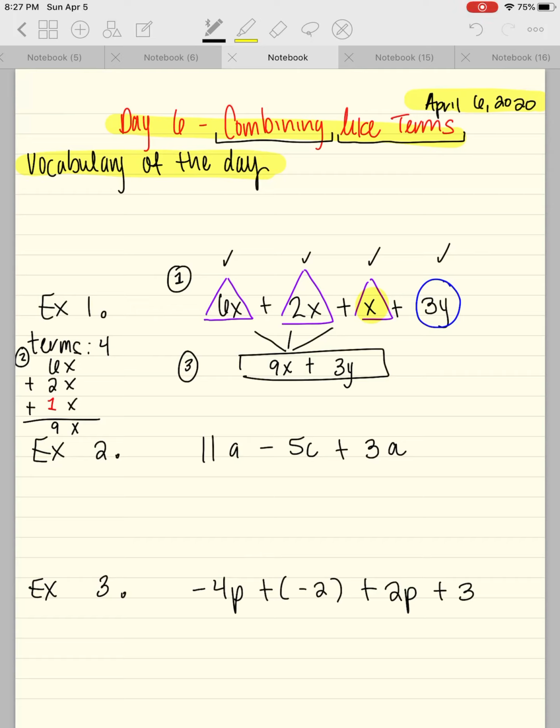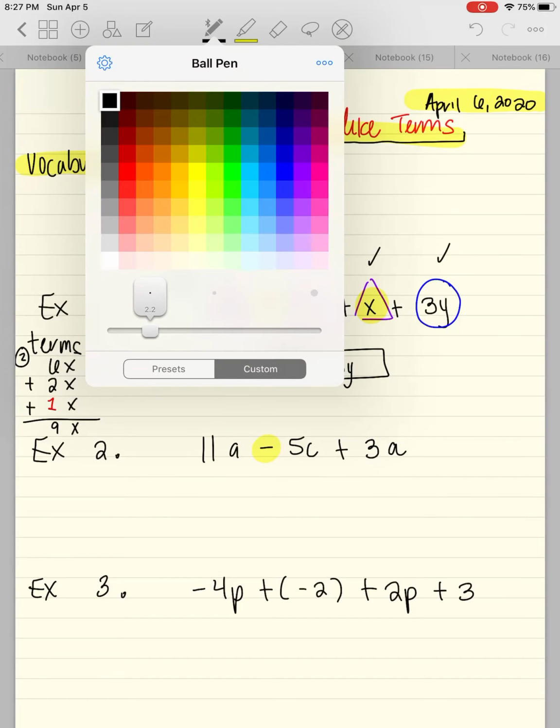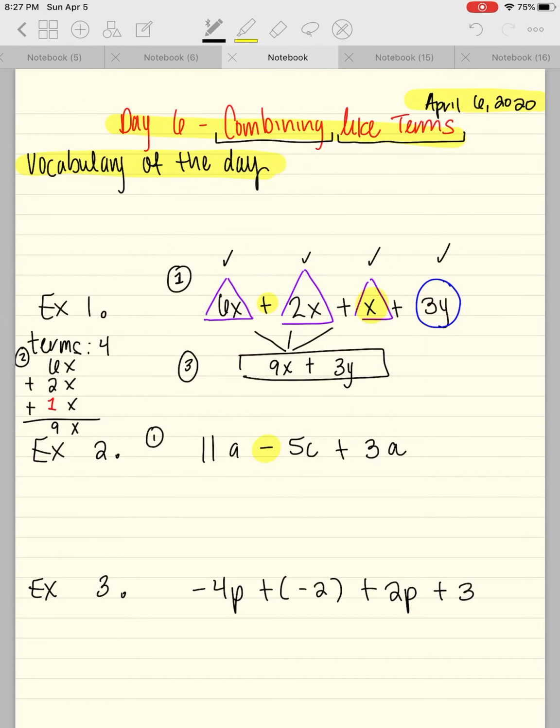Example 2 is a little different, but the only difference is that this time we are subtracting. So in example 1, you were only adding, but example 2 is now also including subtraction. So let's take a look at this. Step 1, put a triangle, circle, square, whatever you want to do around the common variables. So I'm going to start off with a triangle because that's what I had already. Got 11a. Let me look at my expression and see if anything else has an a on it. This is a c, so I'm not going to do that.